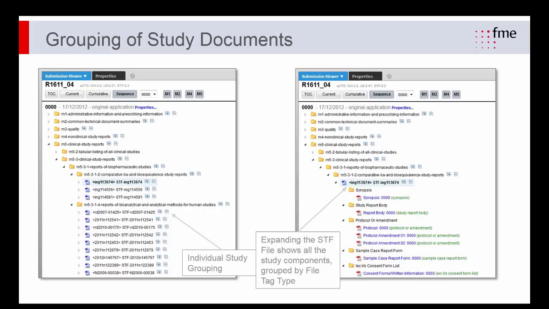So here I wanted to show some screenshots of the way the grouping of study documents works. On the left-hand side, you can see the individual study grouping, and on the right-hand side, when you expand that, it shows all of the study components grouped by file tag type. I just want to give you a visual on what that looks like. It's always helpful to see the screens, in addition to discussing them. So here, I'm just going to the next slide.